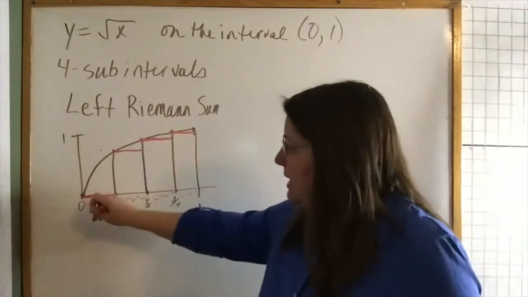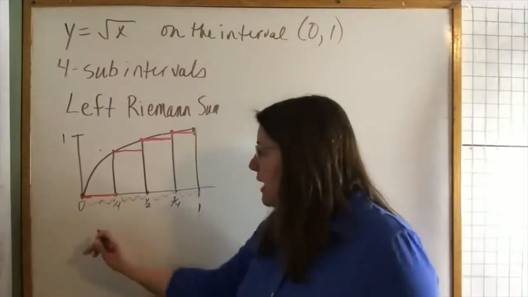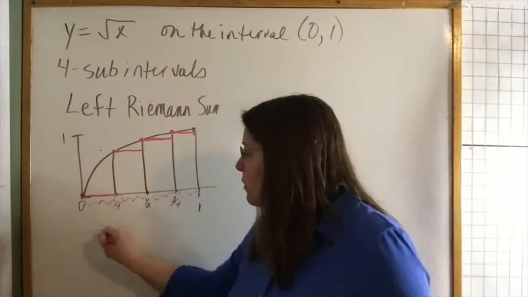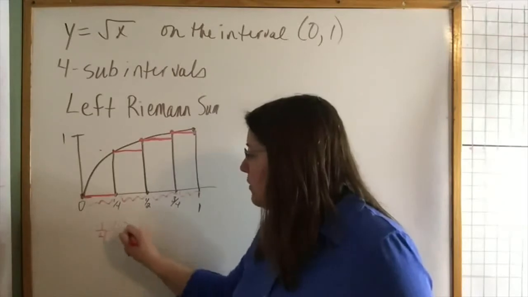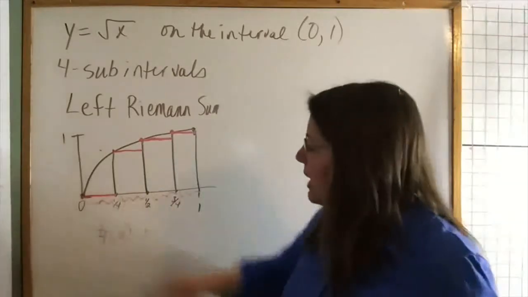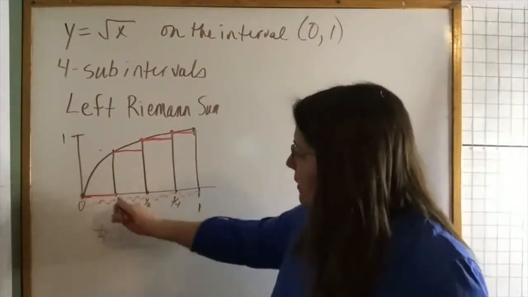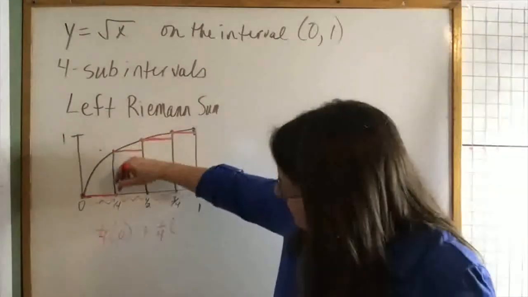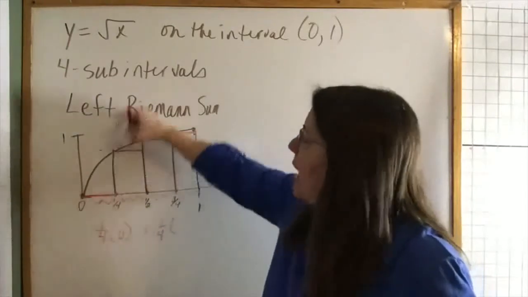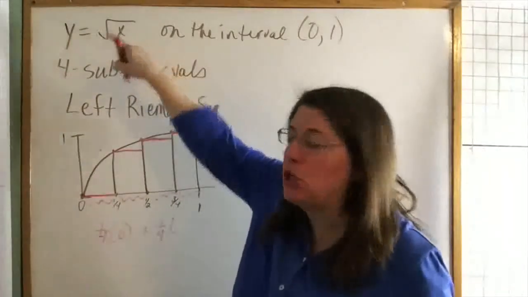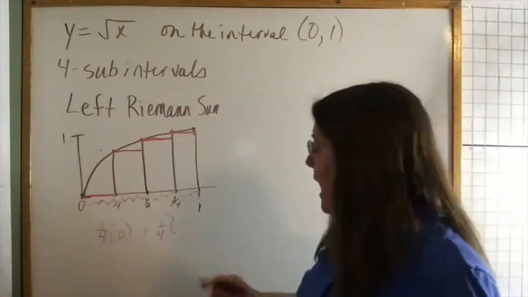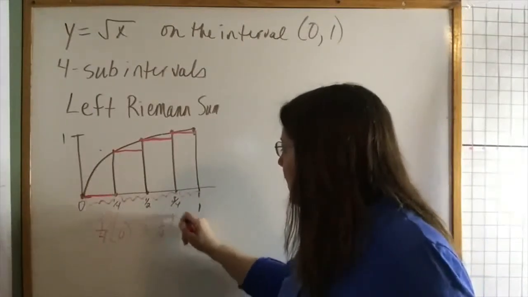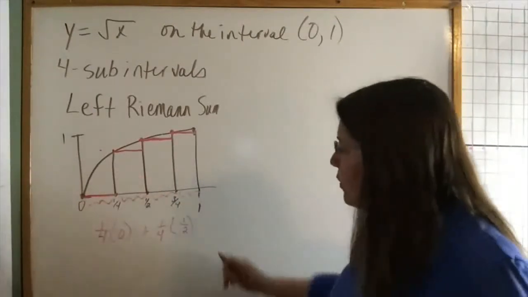Well, this height is 0. So for my first rectangle, I'm going to have the width, 1/4, times the height, which is 0. For the second rectangle, this one right here, the width is, again, 1/4. The height is this height right here. So what would I get when I plug 1/4 into the square root of x? That would be 1/2. So that would be, for that rectangle, 1/4 times 1/2.